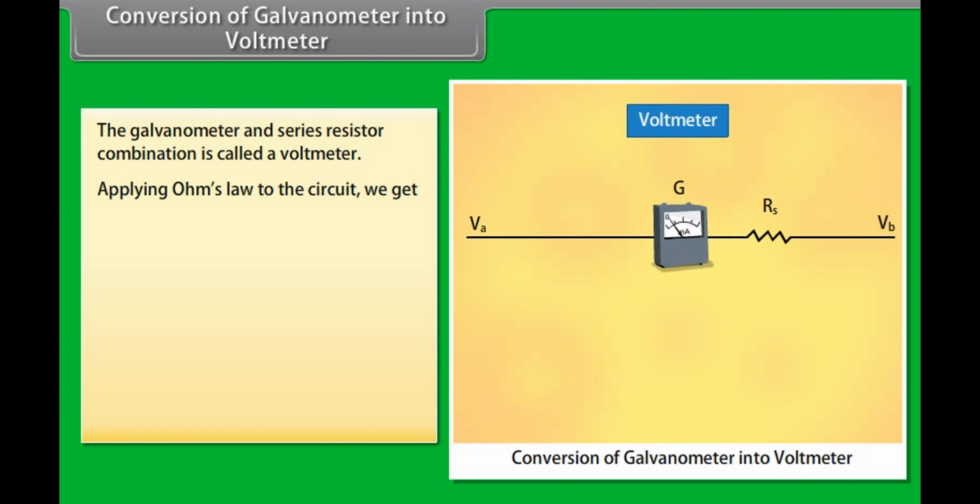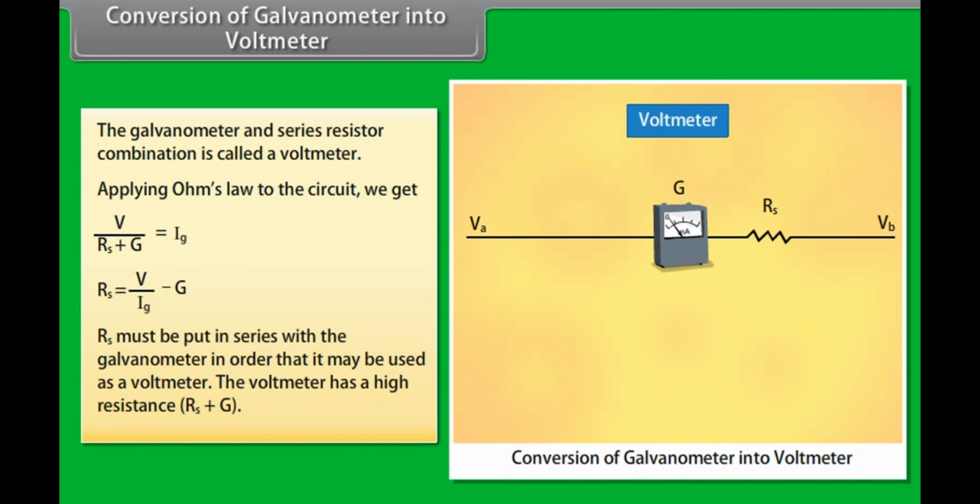Applying Ohm's law to the circuit, we get V/(Rs plus G) is equal to Ig. It can be written as Rs is equal to V/Ig minus G. Rs must be put in series with the galvanometer in order that it may be used as a voltmeter. The voltmeter has a high resistance Rs plus G.